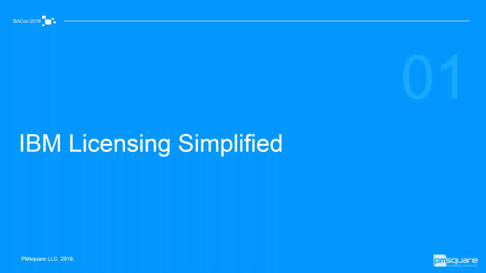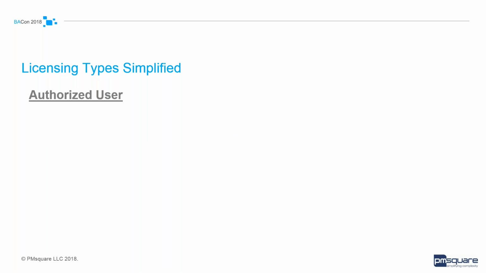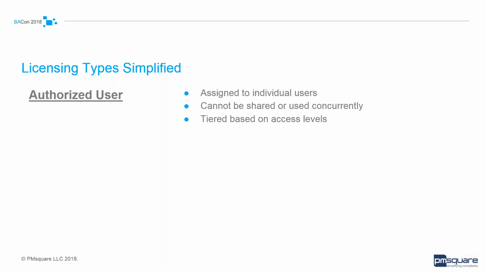Okay, so with that said, let's jump right into it and talk about the licensing models. First and foremost, the authorized user license model. This is probably the most common license type, so I'm sure all of you are familiar with it and kind of how it works. But essentially, an authorized user license is a license that's assigned to an individual user. It can't be shared across different users.